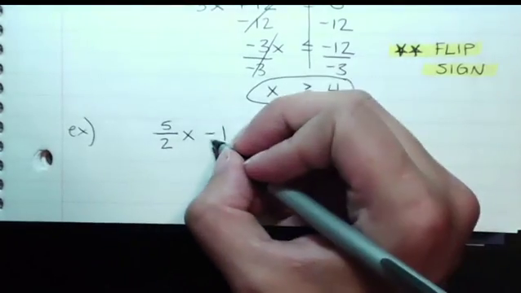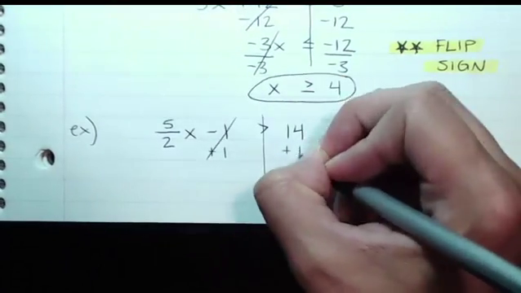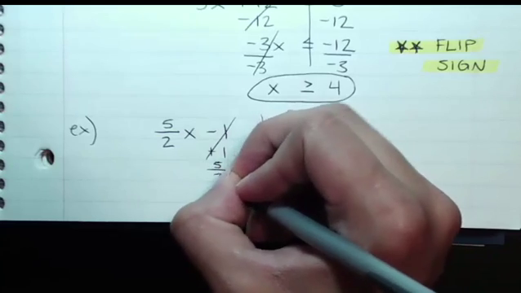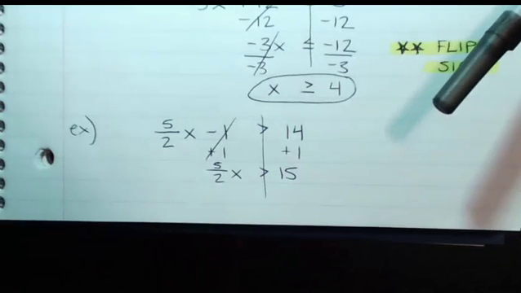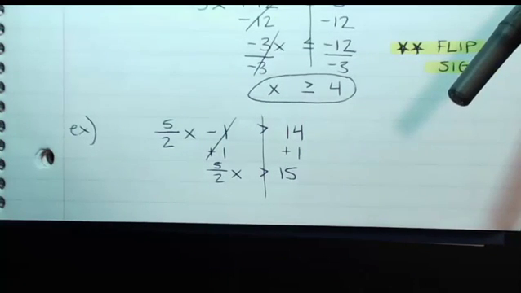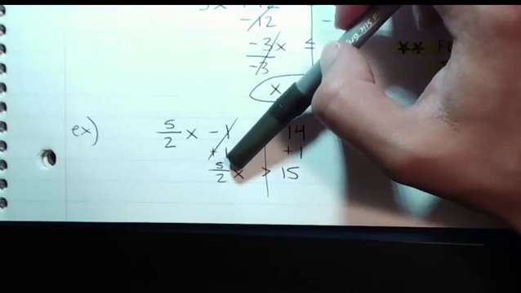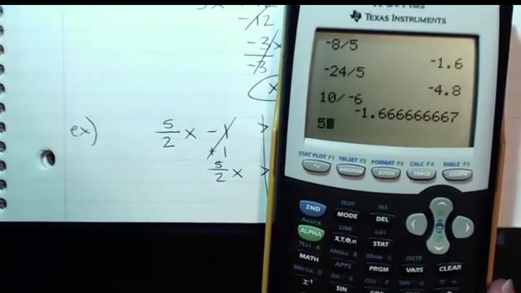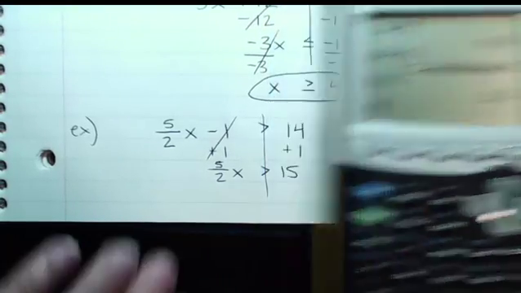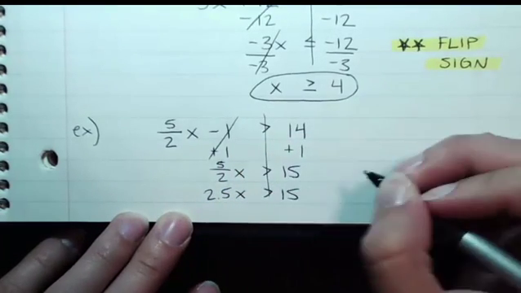So I'm going to go ahead and move the number not attached to the variable. So I'm going to add 1 to both sides. And I'm left over with 5/2 x is greater than 15. Now this is up to you on how you want to do this. I could multiply by the reciprocal on both sides. Or, again, I don't like fractions, I just change them to decimals. If I want to figure out what that decimal is, 5 halves is the same thing as 2.5. So I'm going to go ahead and write 2.5x is greater than 15.